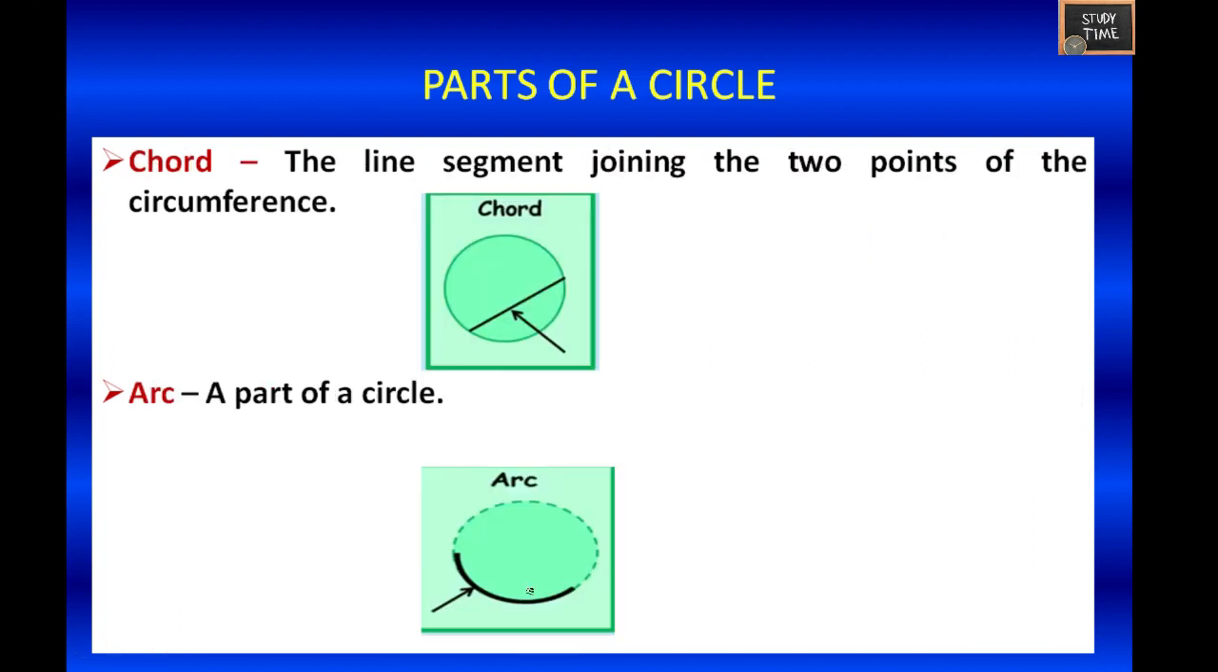Next, we are going to see chord. The line segment joining 2 points of the circumference is called a chord. So here this is O, the center point. This chord need not pass through the center. The difference between chord and diameter is that the chord need not pass through the center. It can be any line segment joining 2 points of the circumference. Next, arc of a circle. So this part is the arc of a circle. These are the main parts that you have to know in a circle.